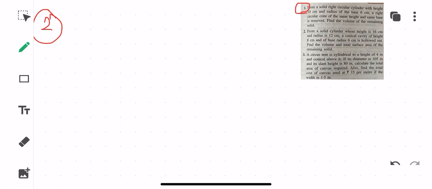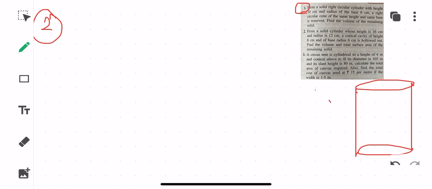Question number 2 says, from a solid cylinder whose height is 16 centimeter and radius 12 centimeter, a conical cavity of height 8 centimeter and base radius 6 centimeter is hollowed out. Find the volume and TSA of the remaining solid. So a solid cylinder is there, children. Suppose this is my cylinder. From that, what are we carving out? A conical cavity. For this cylinder the height has been given as 16, and the radius has been given as how much? It has been given as 12.